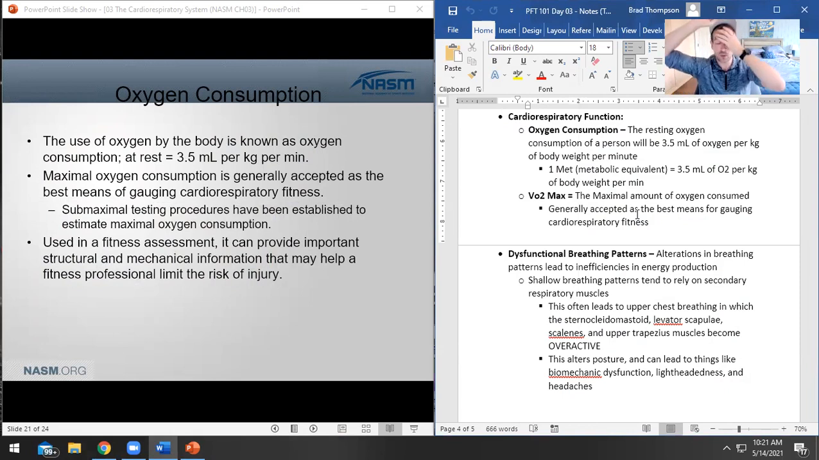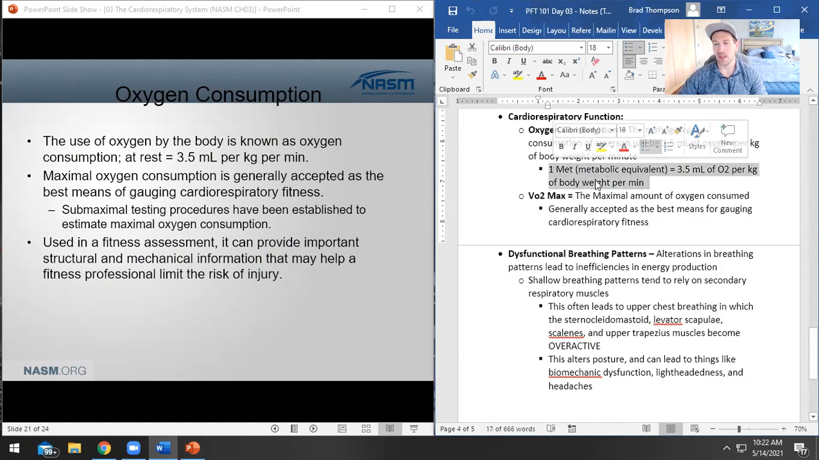And so that is what we measure in what is called a MET, or a metabolic equivalent. A metabolic equivalent is 3.5 milliliters of O2 per kilogram of body weight per minute. And METs are really handy if you need to figure out exactly how much oxygen someone is consuming over the course of a race.